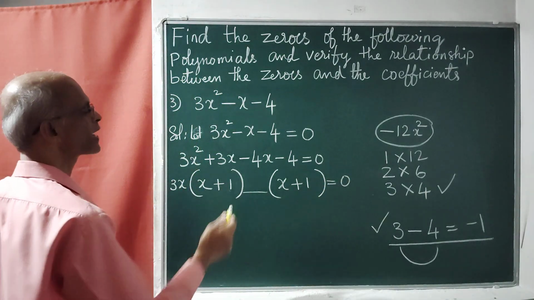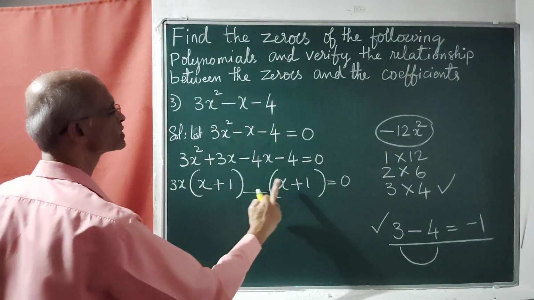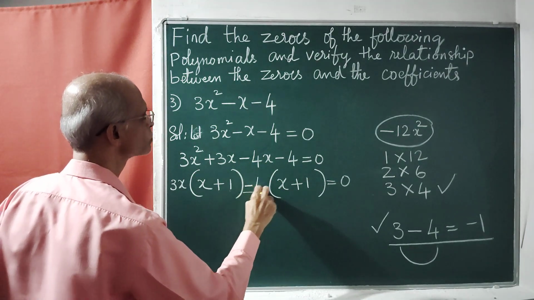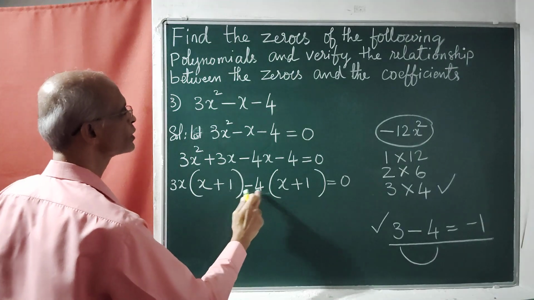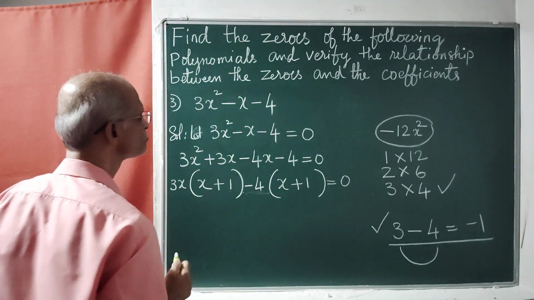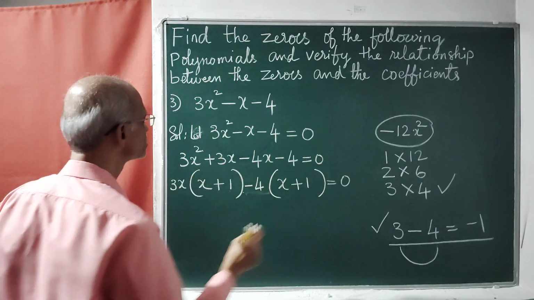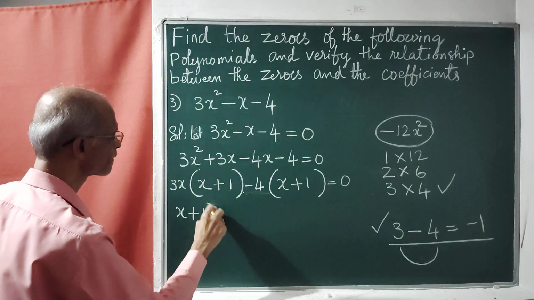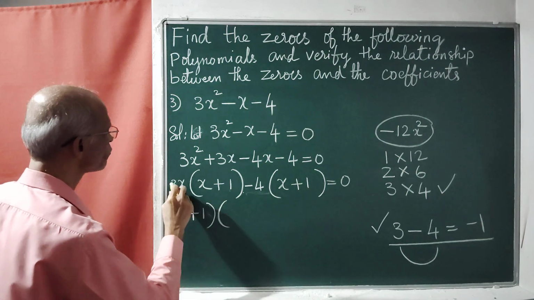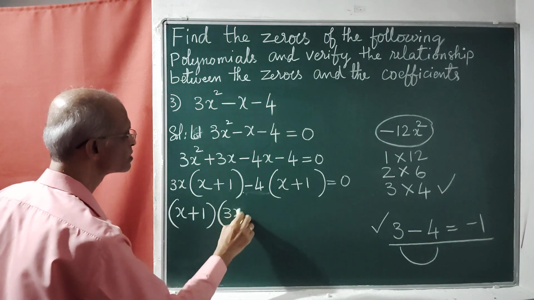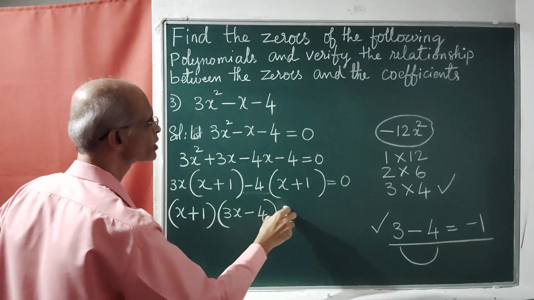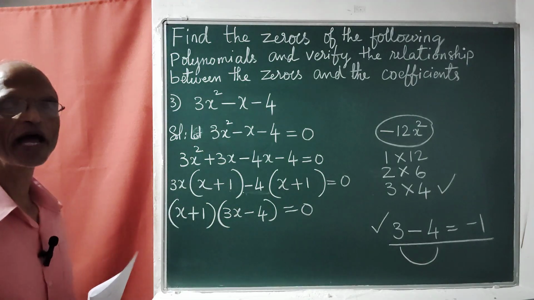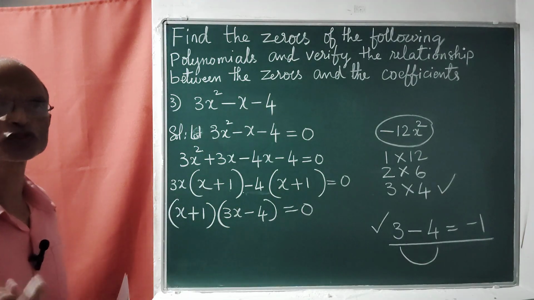Now I have to fill the gap so that when I multiply this and this, I should get this. I am filling it with minus 4. So minus 4 into x is minus 4x. Now there are two terms in which x plus 1 is the common factor. So x plus 1, and what is left here is 3x minus 4, which will be equal to 0. Now I got two factors. I will equate each factor to 0.